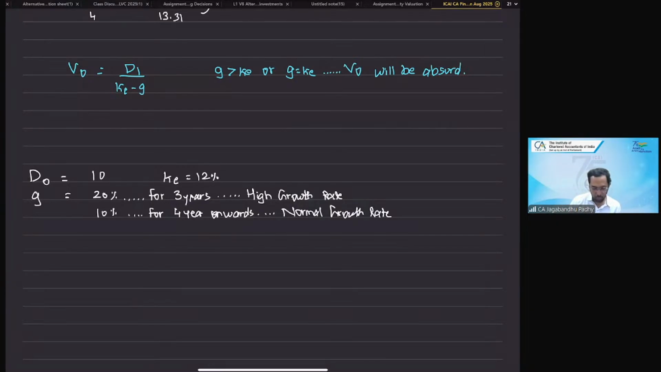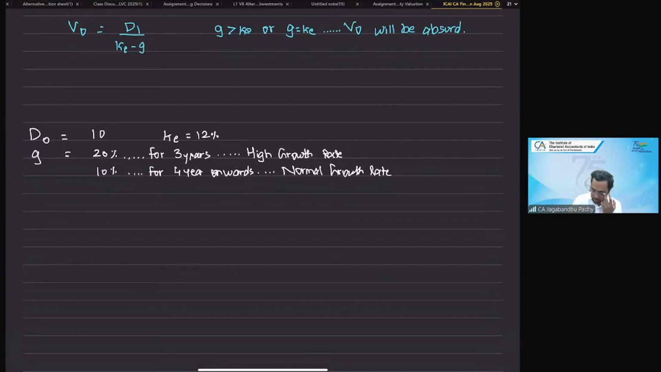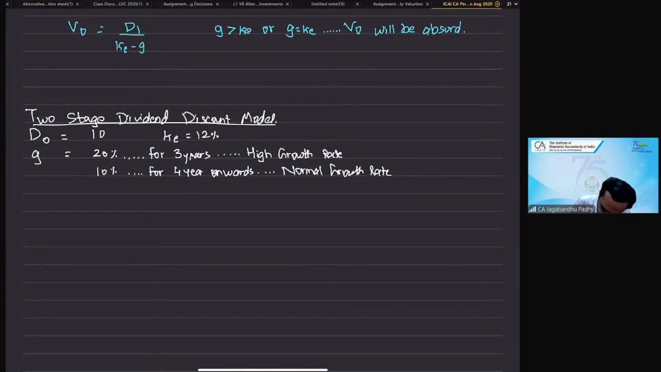Right, guys? So we can definitely think of it from that point of view: it's not true that growth rate is going to be extremely high forever, or that it will always be higher than the cost of equity. And therefore, we came up with this concept called the two-stage dividend discount model.